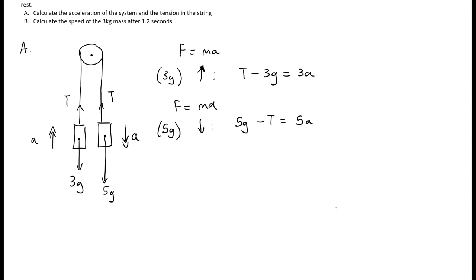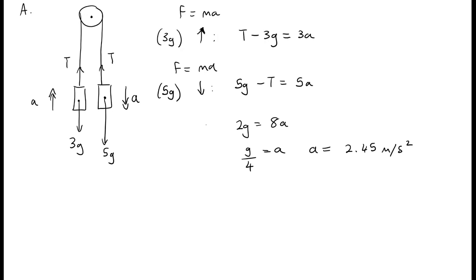Then let's look specifically at question A, calculate the acceleration of the system and the tension in the string. We're just being asked to solve these two equations simultaneously. The easiest way to do this is by elimination, just adding the two equations together, and we'll end up with 2g is equal to 8a, which means that g over 4 is equal to a. Therefore a must be 2.45 meters per second squared.